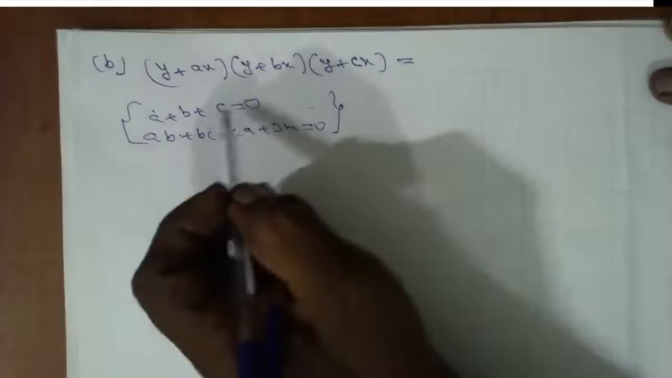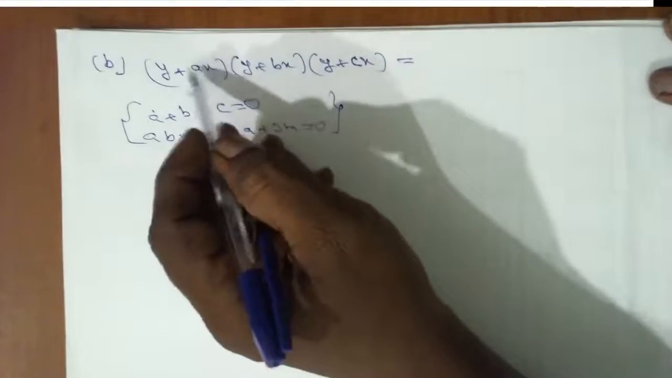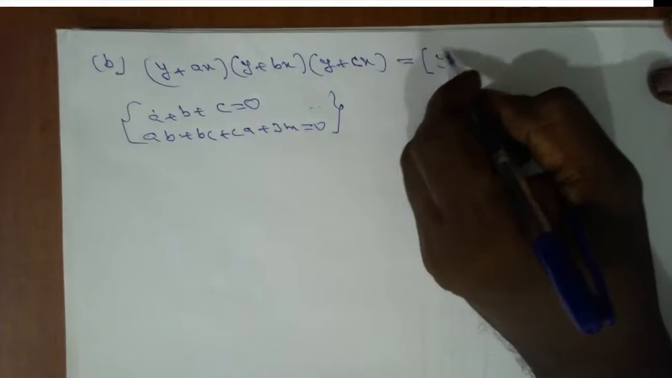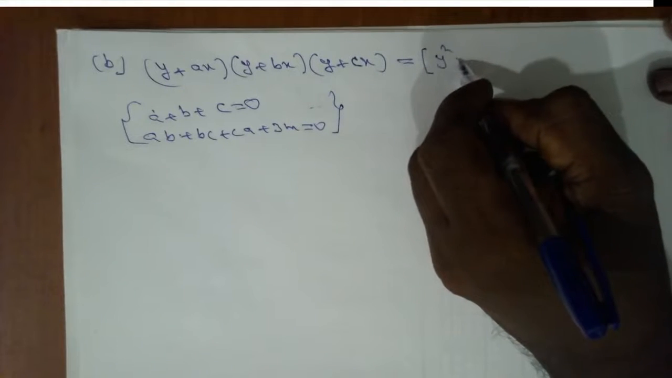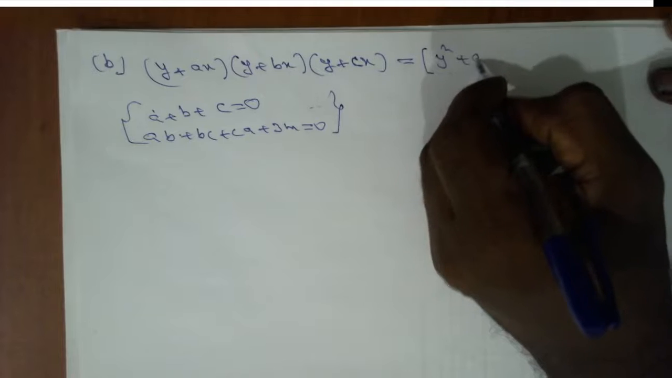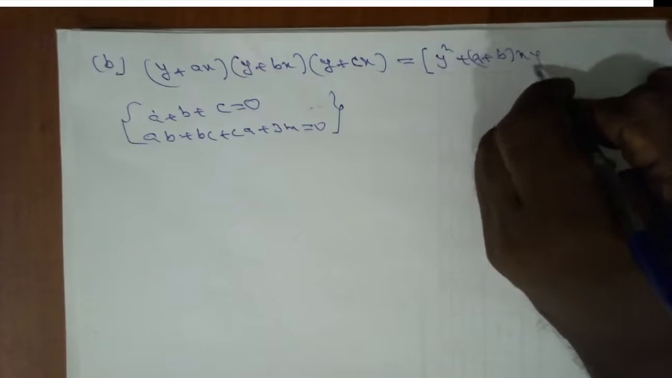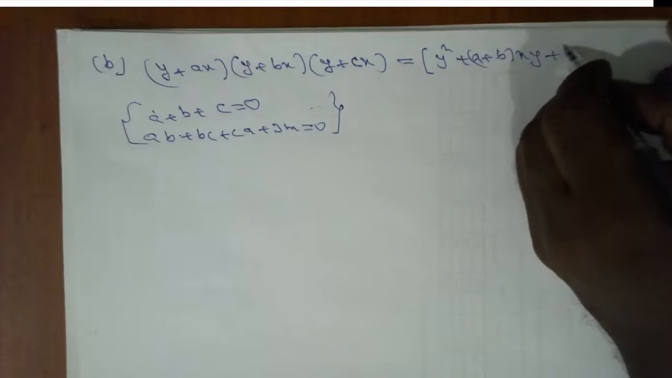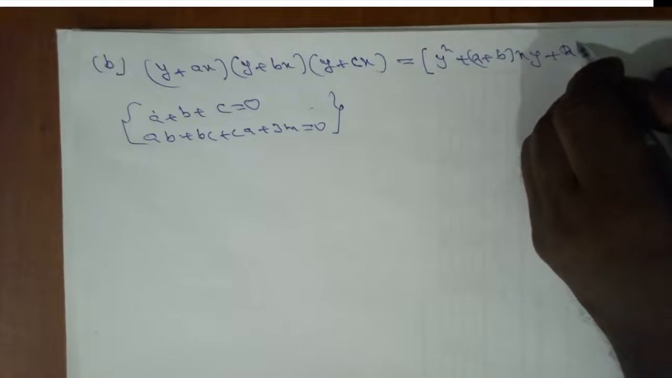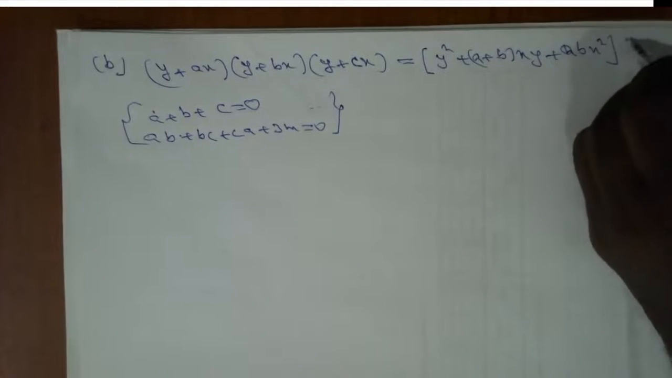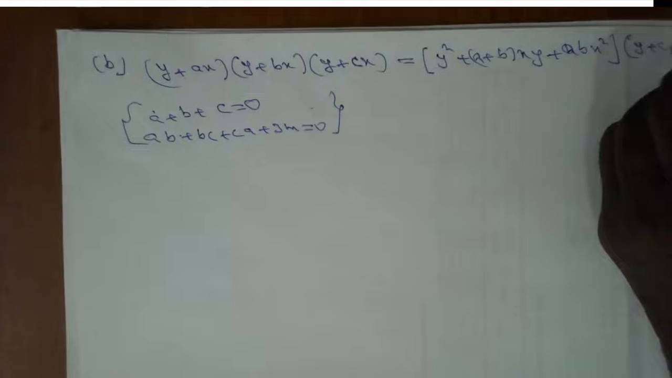Thank you sir. No. Now you just multiply. You can multiply this one, no? So yes, if you take y squared plus (a plus b) times xy plus abx squared, times y plus cx.